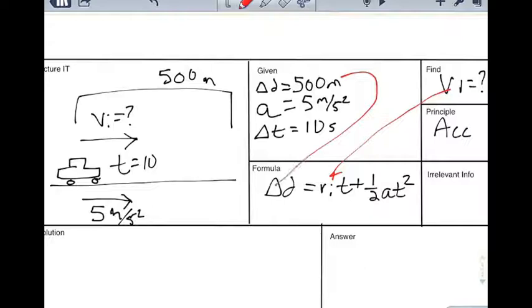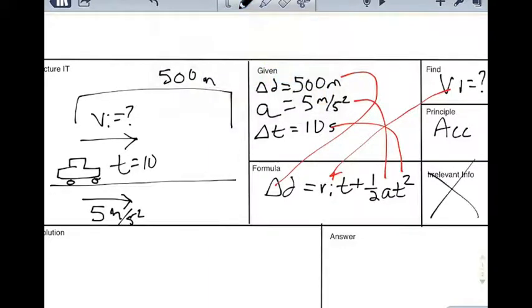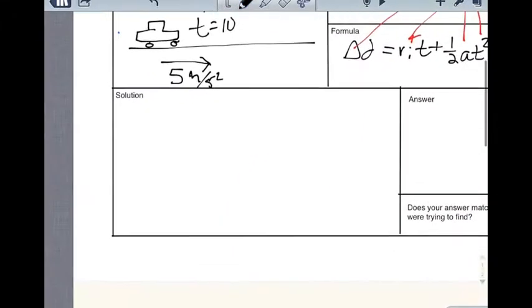I have D, I have A, and I have T. So there's no extra information, but I definitely have everything that I need. So now we can say there's no irrelevant information, and we can go ahead and solve this question.